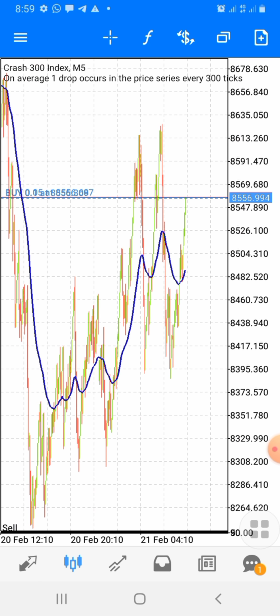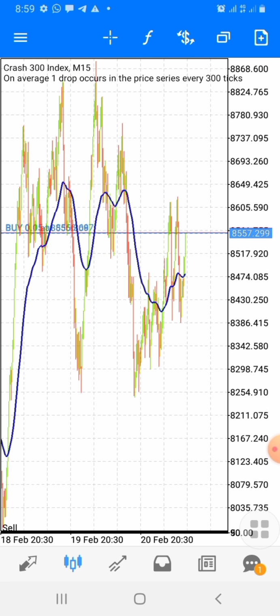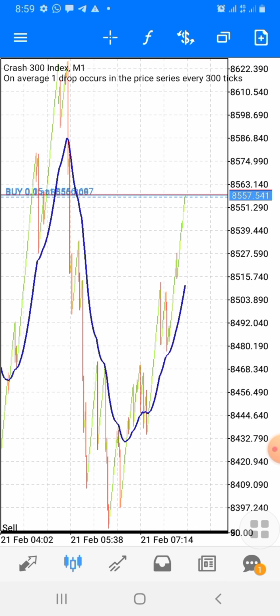Even though this is a late entry, I still think I can get up to 20 pips or thereabout before a spike starts to happen in that market. Very simple as that, guys.